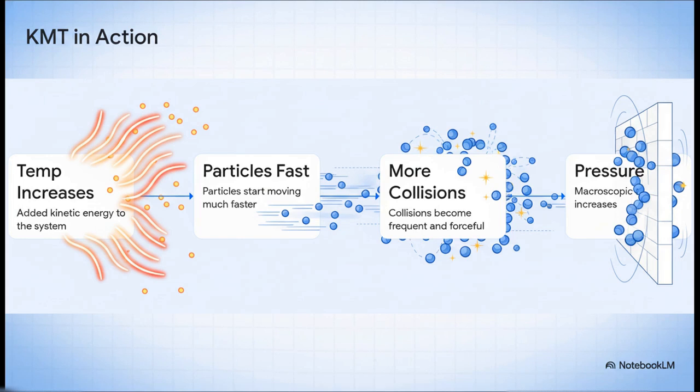Well, it happens in 4 clear steps. Step 1, when the temperature increases, we're basically adding kinetic energy. Step 2, the particles start moving faster. Step 3, because they're moving so fast, they collide way more frequently and with much greater force against the walls of whatever container they're in. And the final macro result in step 4, the pressure increases. So a simple microscopic speed boost creates a very real, very measurable physical push. The absolutely crucial point here is that this microscopic behavior scales up into unbreakable macroscopic rules.